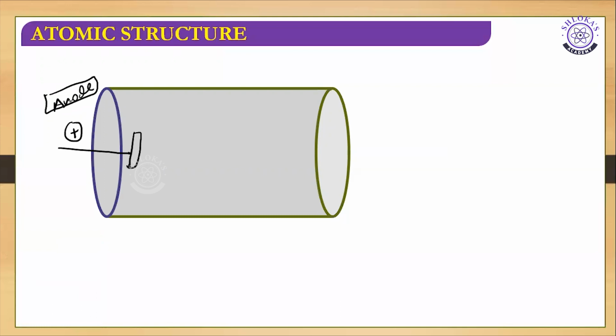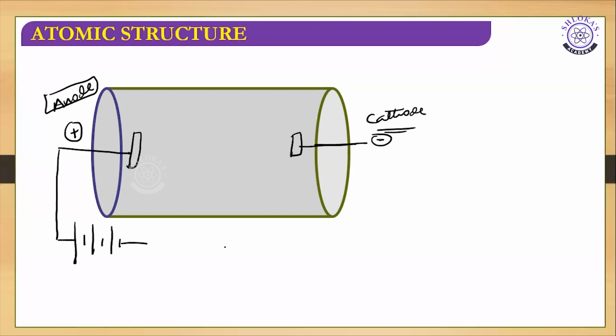Why it is called the collector plate, I will explain. And here is another metal electrode, which is connected to the negative terminal of the battery and which is called the cathode. The positive electrode is connected to the positive terminal of the battery, and the negative electrode is connected to the negative terminal of the battery.